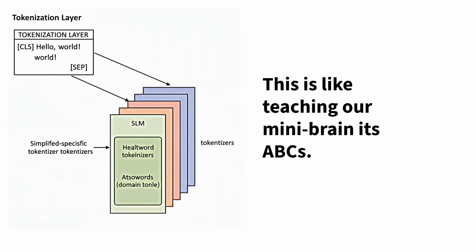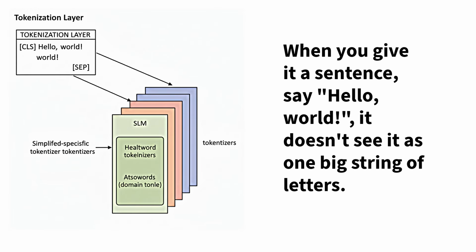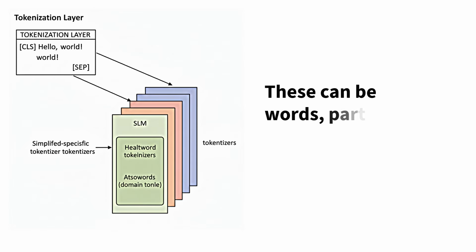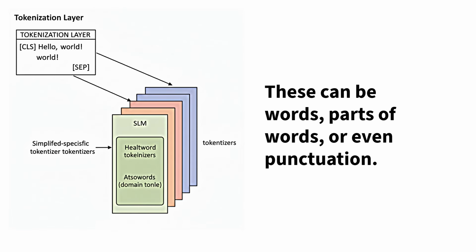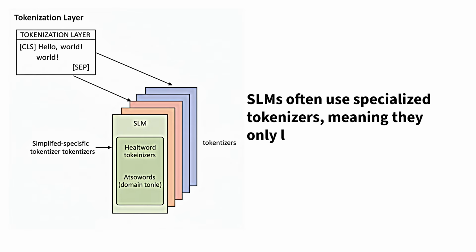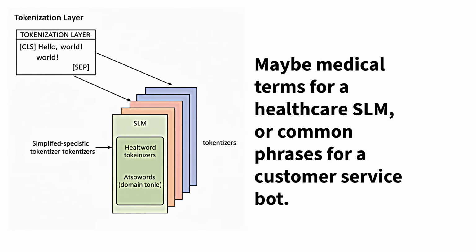First, we have the tokenization layer. This is like teaching our mini brain its ABCs. When you give it a sentence, say "hello world," it doesn't see one big string of letters. Instead, it breaks it down into smaller, meaningful pieces called tokens. These can be words, parts of words, or even punctuation. SLMs often use specialized tokenizers, meaning they only learn the vocabulary relevant to their specific job. Maybe medical terms for a healthcare SLM or common phrases for a customer service chatbot.